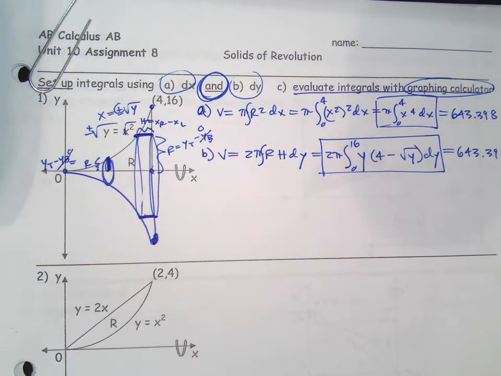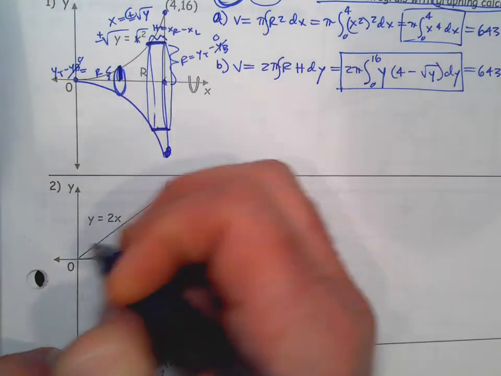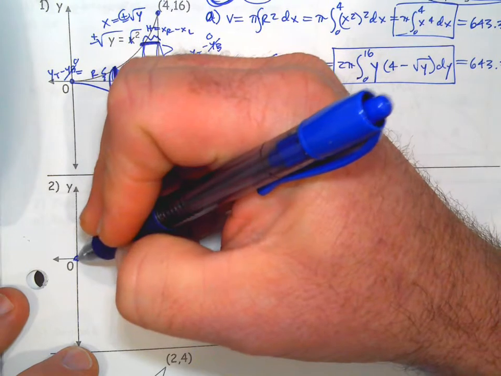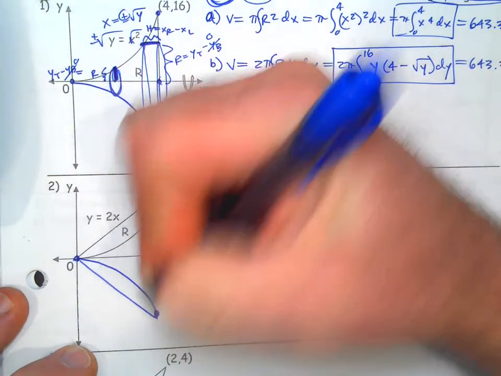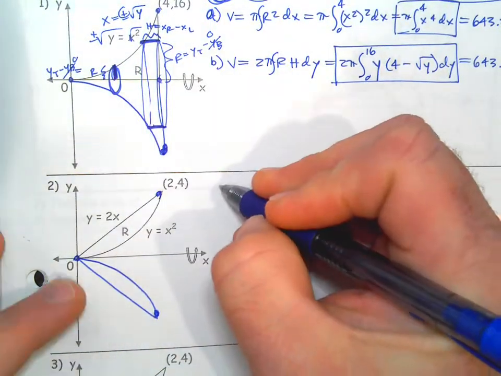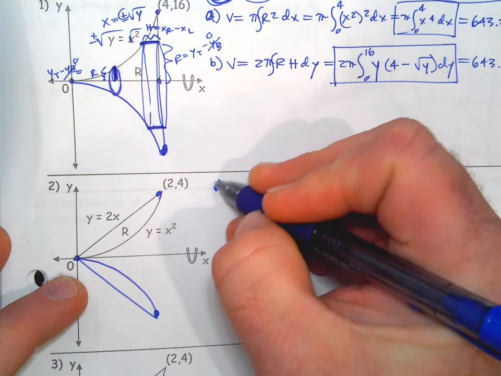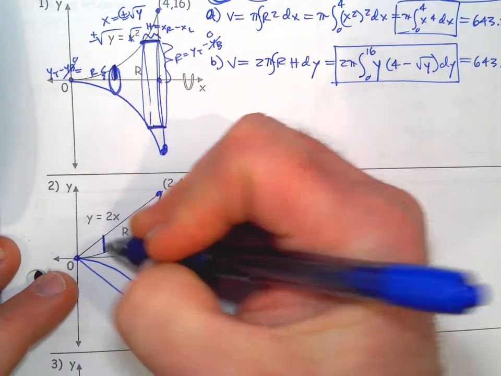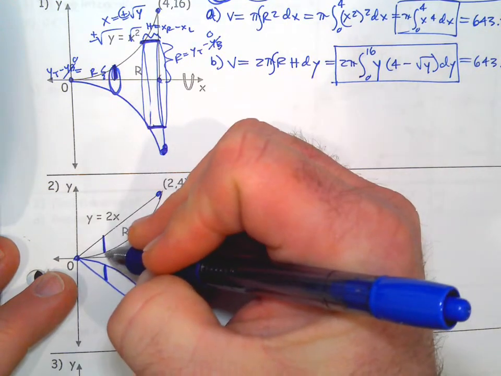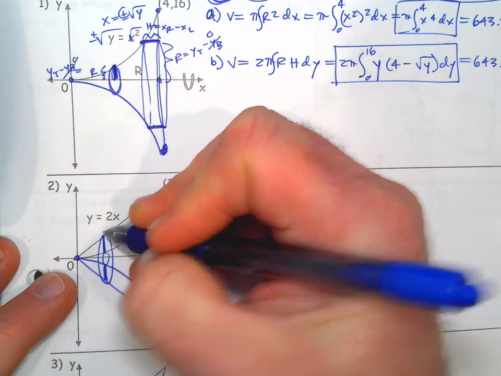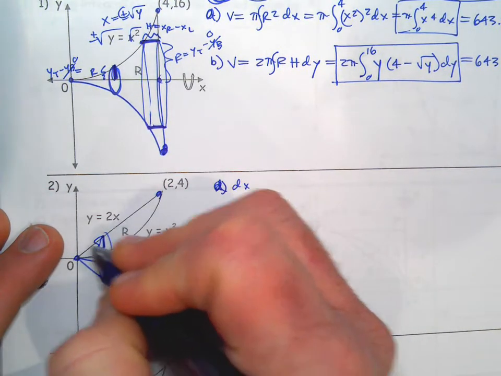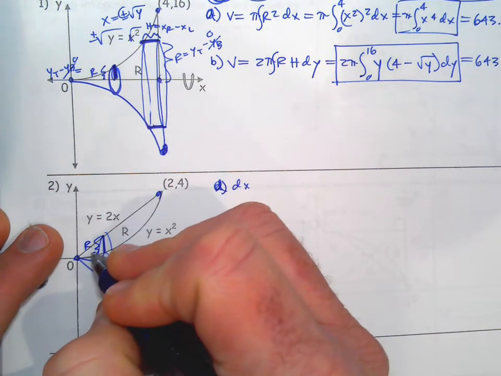Okay, next one. Let's draw the picture. So we have this. It's going to get rotated to here. So there's the other half. Now, A, we're going to do dx specifically, right? So that's going to be a vertical slice, which is going to be a disk washer because it's perpendicular to the axis of rotation. So I'm going to try and write everything over here, a little r.